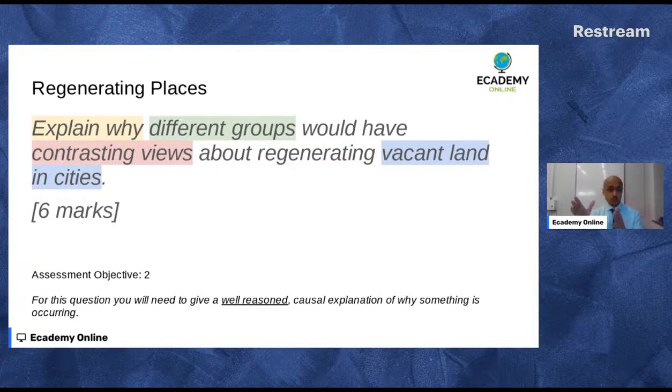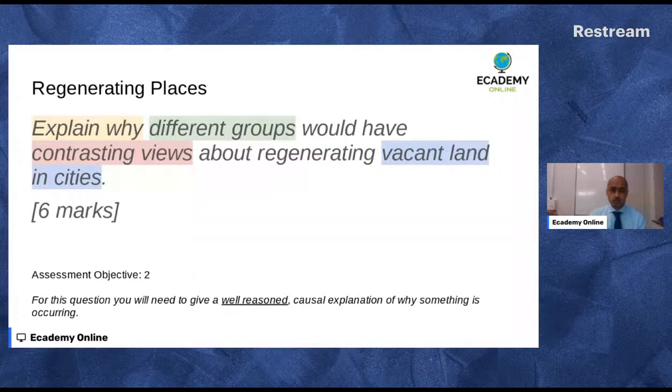Contrasting views, well, depending on which one you're looking at, they're going to have certain views, so you might want to annotate those down very quickly. And then vacant land in cities, depending on which city or town you're from, you can use examples which are relevant to you. So vacant land in London, probably you would talk about Docklands back in the 80s and how that was regenerated, or potentially you could talk about the Olympic sites and how they were regenerated as well. So plenty of ideas.